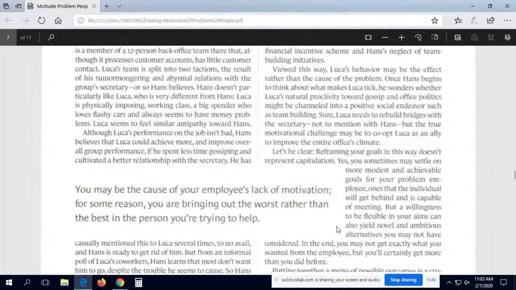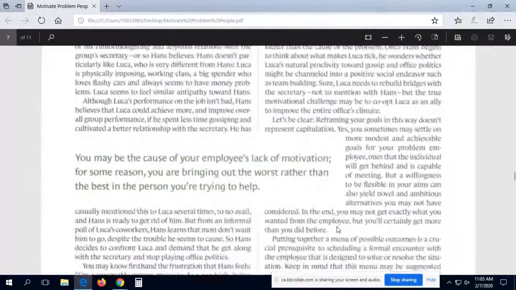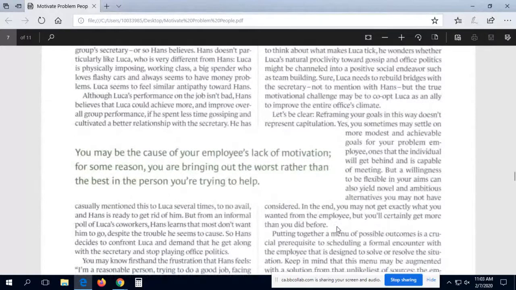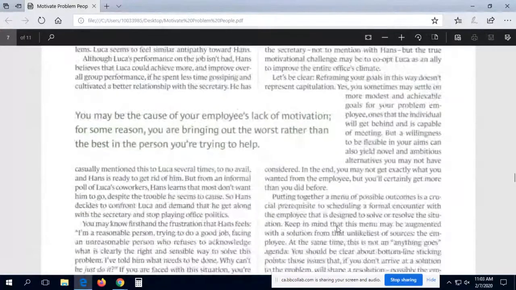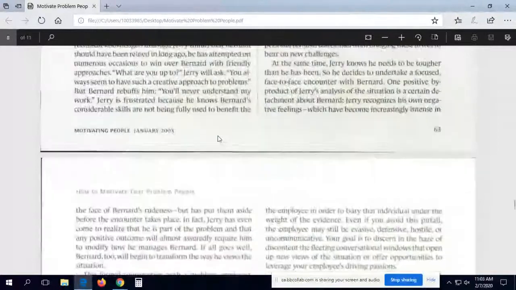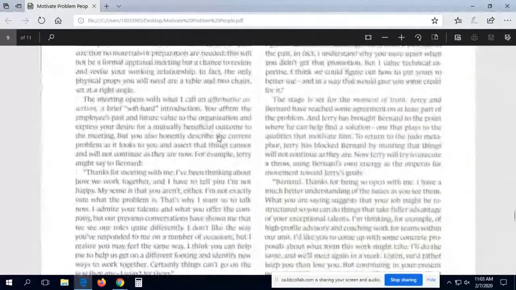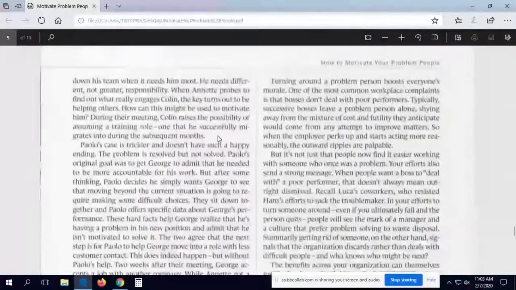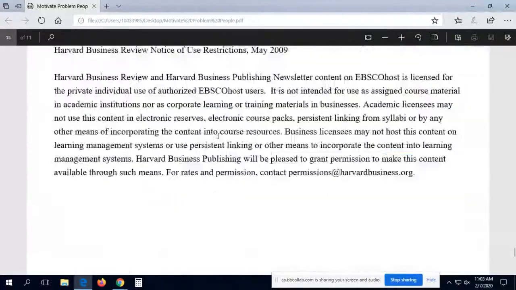I would also say that if you know your employee, it is helpful to assign him tasks which he is really good at. You can ask him, what are your strengths, what are your weaknesses, and assign the task according to what he is good at, and then maybe he will be more motivated than otherwise.